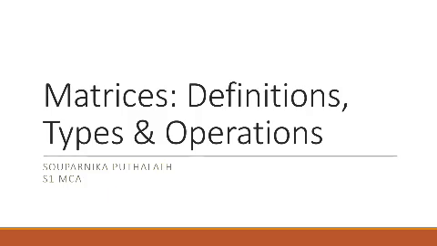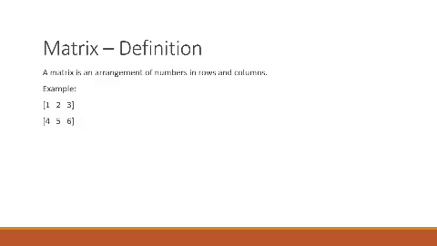I'm going to explain matrices, definition, its types and its operations. A matrix is a rectangular arrangement of numbers in rows and columns. For example, the given matrix has two rows and three columns, so we can say its order is 2 by 3.